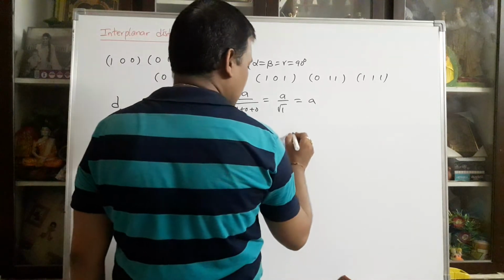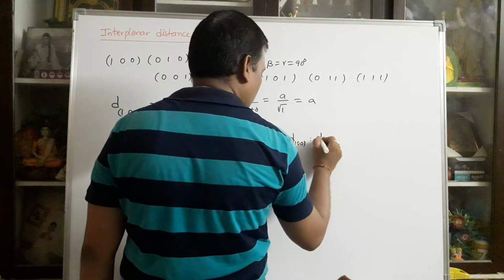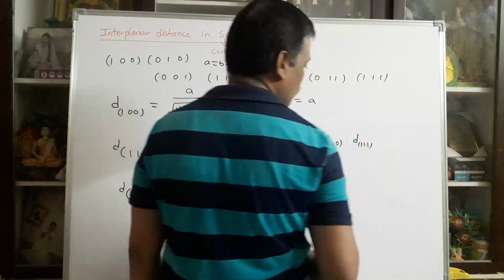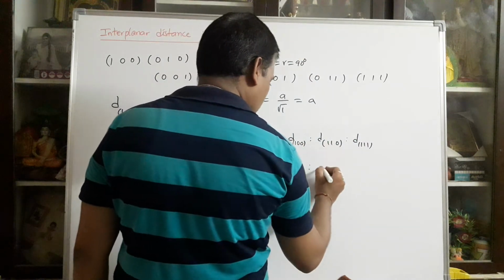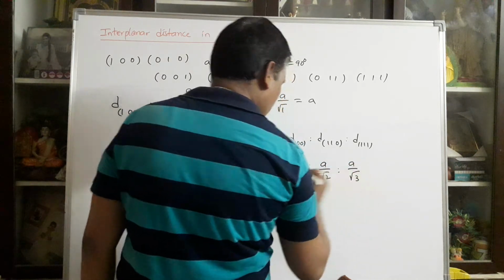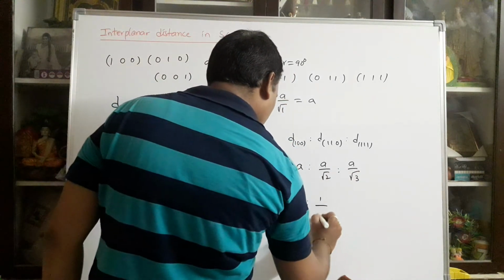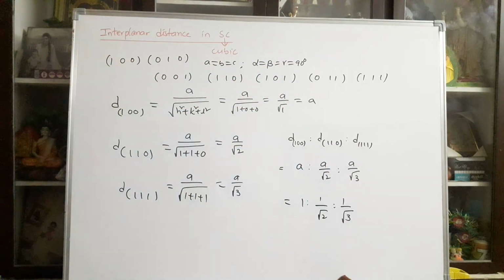According to the question, they are asking what is the ratio of d 1 0 0, d 1 1 0 and d 1 1 1. This ratio is a, a by root 2 and a by root 3. In common, a gets cancelled. The ratio is in the form 1 is to 1 by root 2 is to 1 by root 3.